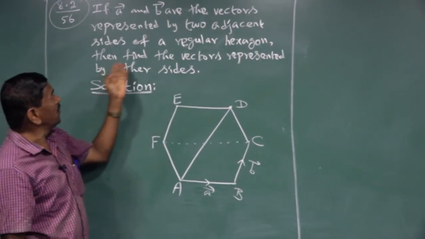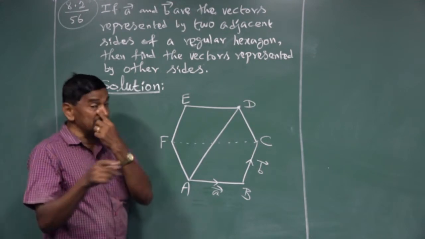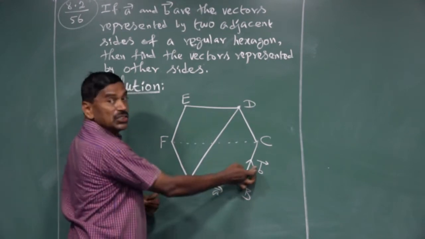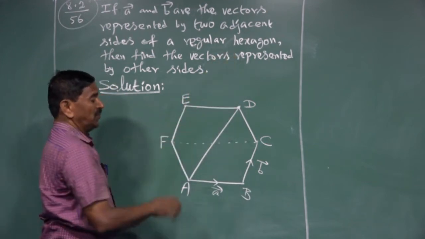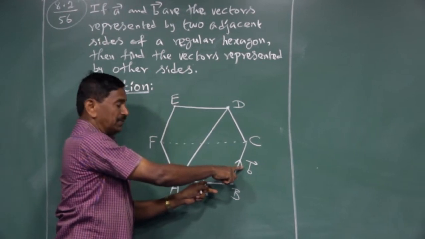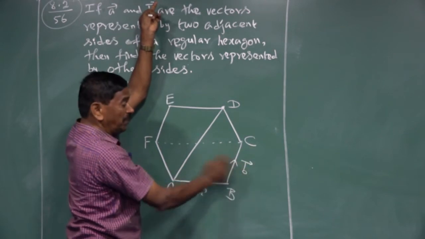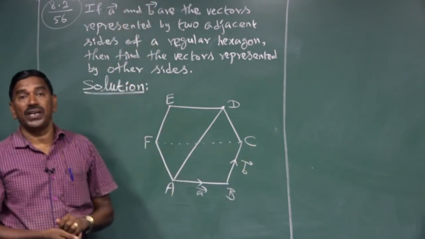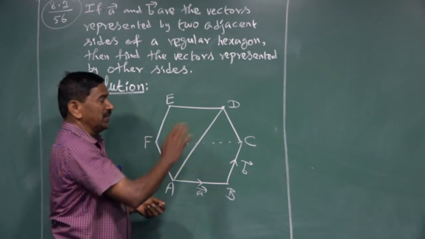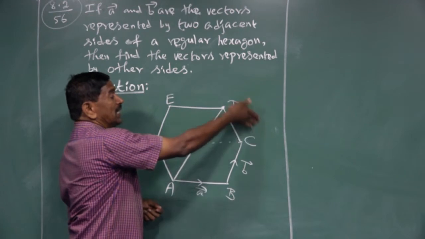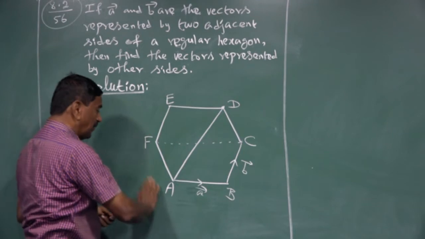The question is, find the vectors represented by the other sides. Totally how many sides are there? Yes, 6 sides. The hexagon contains 6 sides and two adjacent sides are given. How many sides do we have to find? Yes, 4 more sides. They are vector CD, vector DE, vector EF and vector FA.